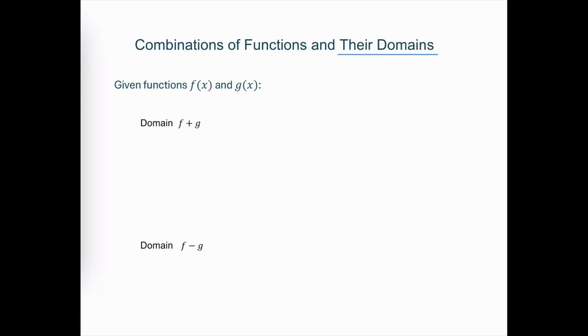To find the domain of a combination of two functions, we'll first need to consider the domains of the individual functions themselves. Let's recall that f plus g is shorthand for the f plus g of x function, which is shorthand for let's take the f of x function and add the g of x function to it. The domain is the set of allowable inputs, or the values that we're allowed to plug in for x. So if an element is in the domain of the f plus g function, that means it has to be an allowable input for both f and for g.